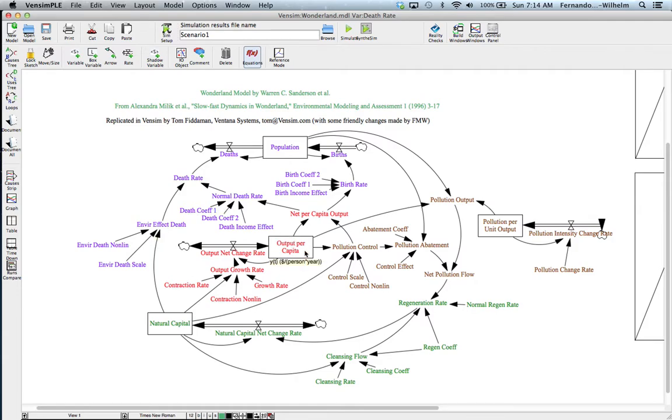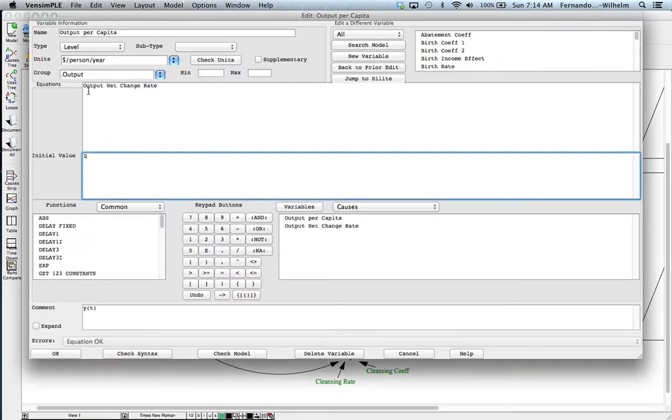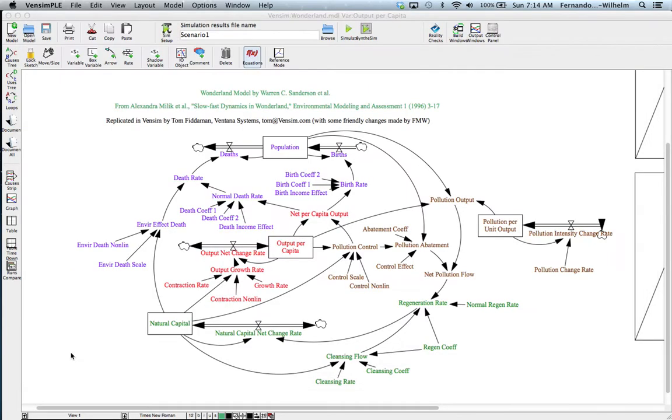the next variable, the output per capita. Okay, and the output per capita is driven by the output net exchange rate. It's got units of dollars per person per year. So this is essentially dollars per year generated in the system per unit population, per person. It's got an initial value of 1, like every variable in the model, and this is the variable y of t. So that essentially is driven by these red variables.